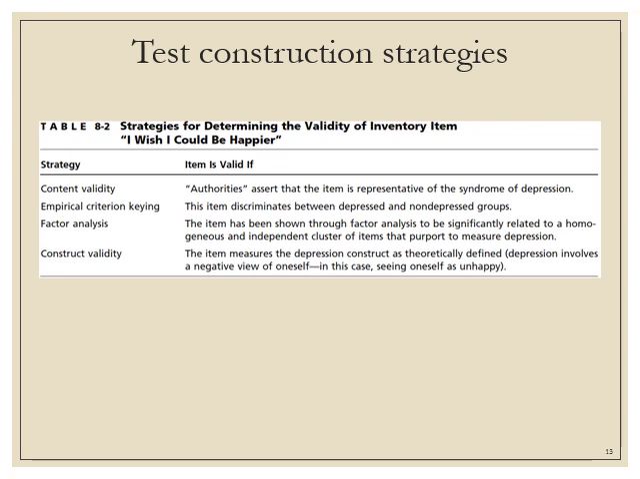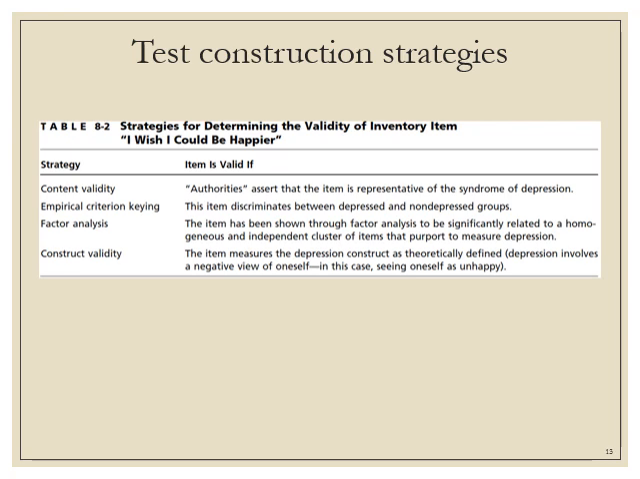So an example of the 4 different major strategies that we just talked about and how they might be applied to determining if an item on an inventory is valid. If you wanted to create a question on your personality test that loaded on depression, that was assessing for depression, in the content validity approach, the item would be, I wish I could be happier. When you take this test, you would answer true or false to, I wish I could be happier. And you're trying to use that item to assess whether somebody is depressed.